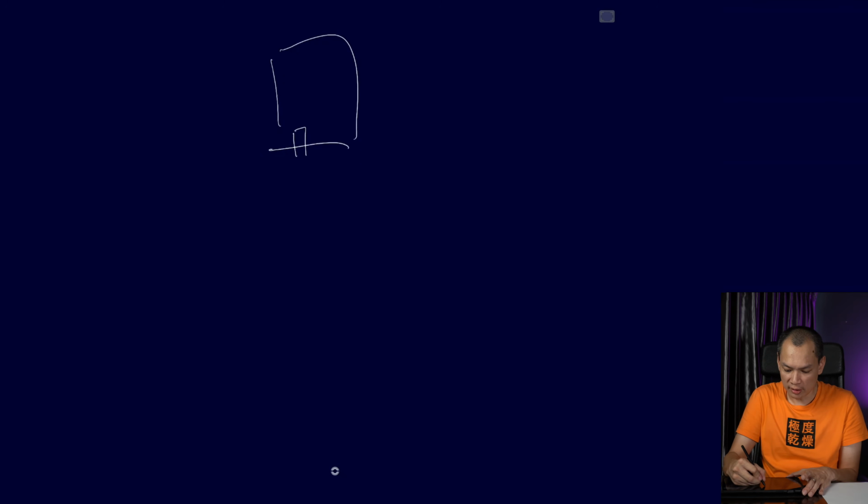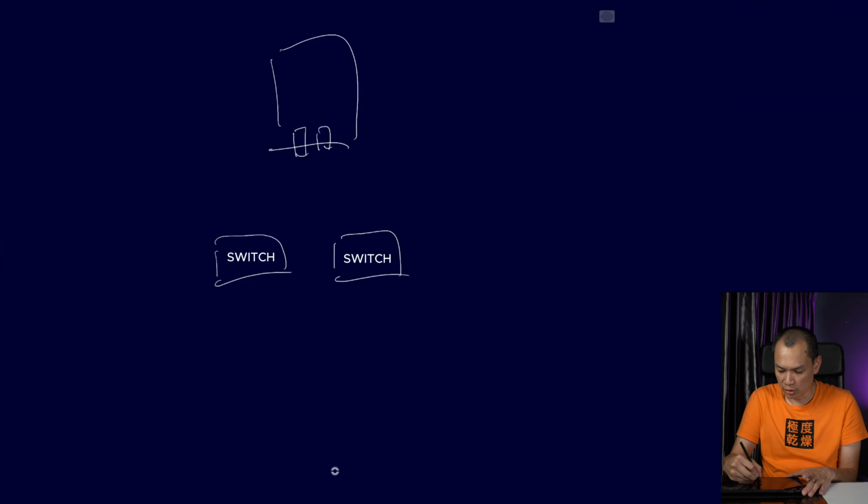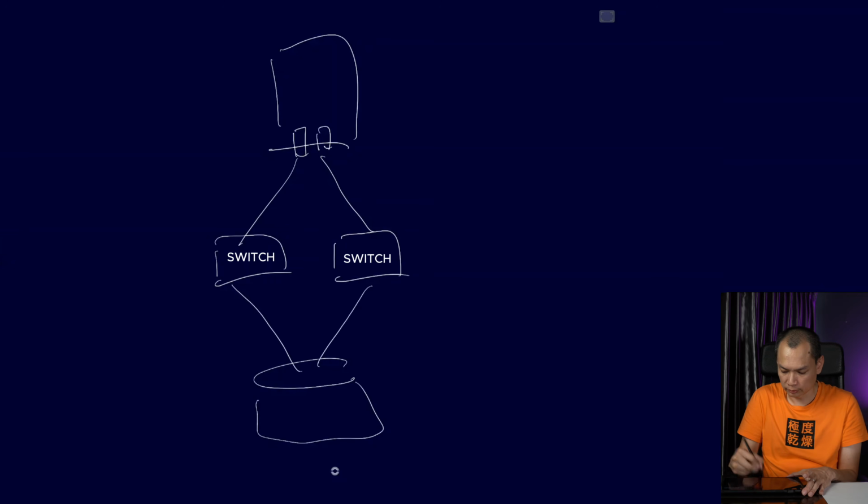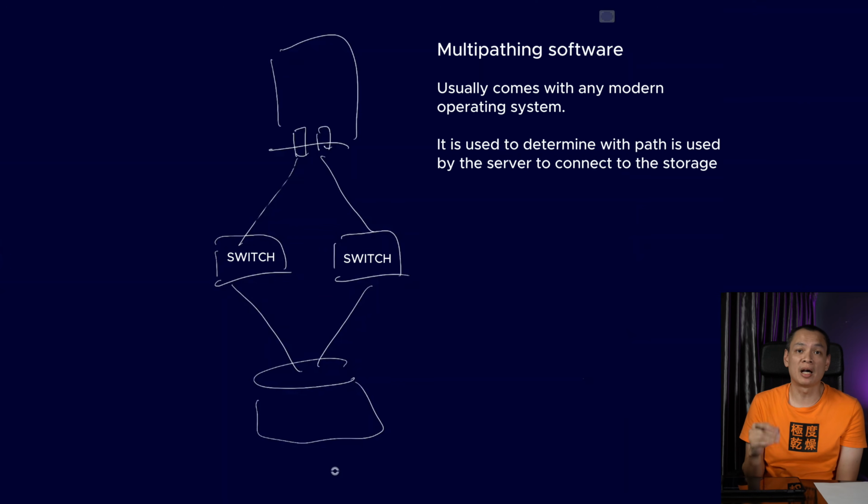How does the server then know which path to take? Because now you actually have 2 paths, or even more than 2 paths to take. So let's draw out the server again with 2 ports, and then 2 switches and the storage. The software that's typically used for path selection is a software called Multipathing.